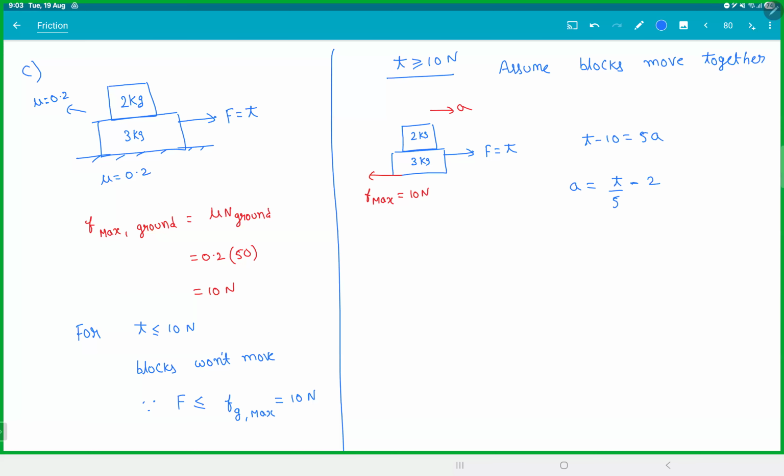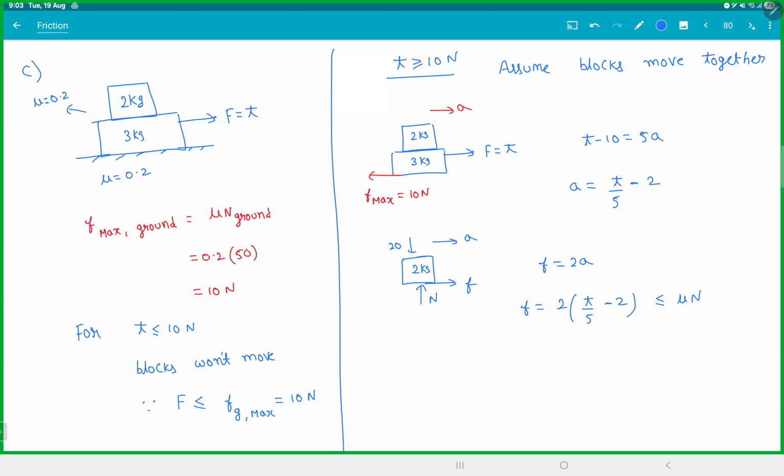But this will go until when? Choose any one block. I'll take the 2 kg block. The reason this is moving is because of the friction between them. And acceleration is a. F is equal to 2a. But a is T by 5 minus 2, so F is 2 into (T by 5 minus 2). This is a normal reaction and this is your 20. And we know friction must be less than or equal to mu into N.